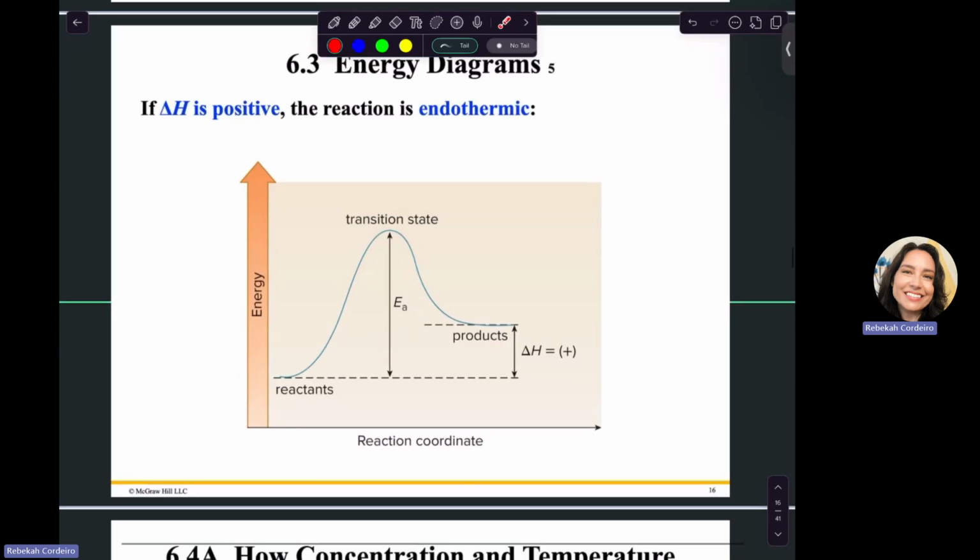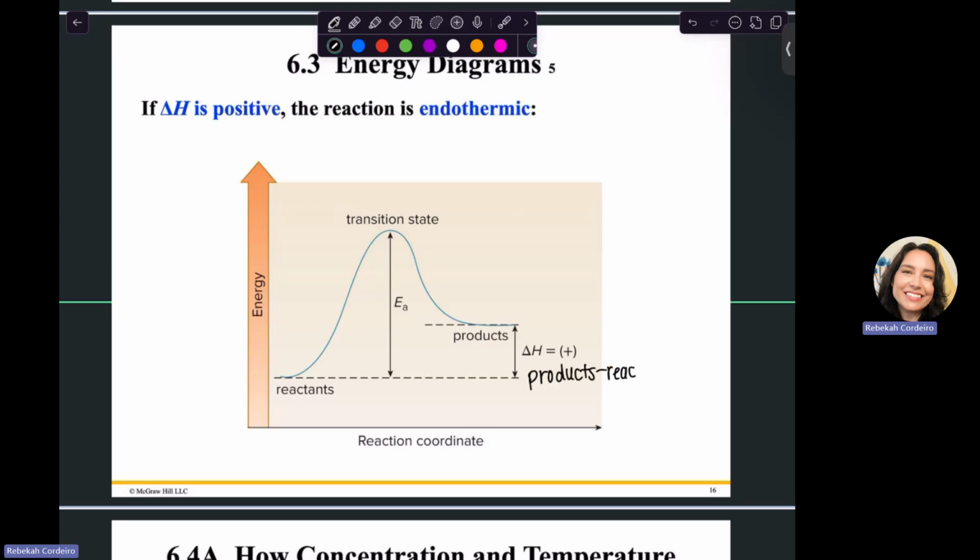Here's what an endothermic reaction would look like. We're going to have a big transition state, and then we're not going to get out as much energy as we put in. We're only going to get out a little bit of energy. So if we think about our products minus reactants, products are higher than reactants, so we would have a positive change in energy. That's endothermic.